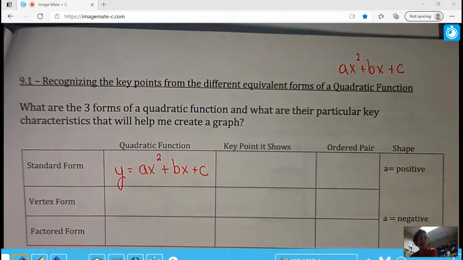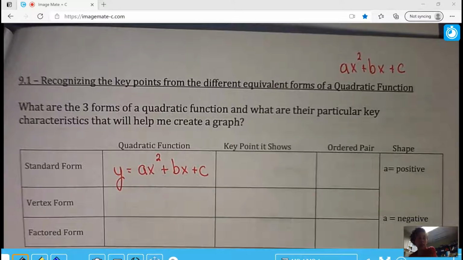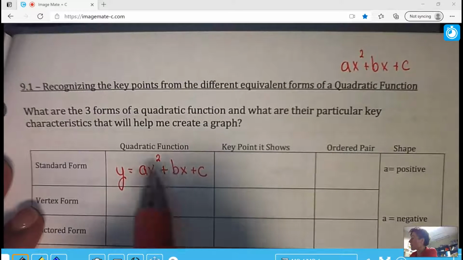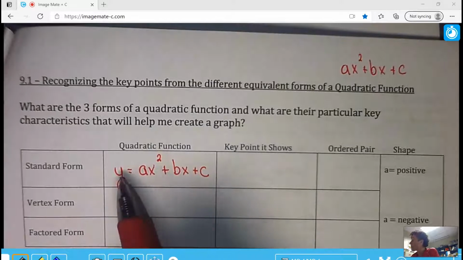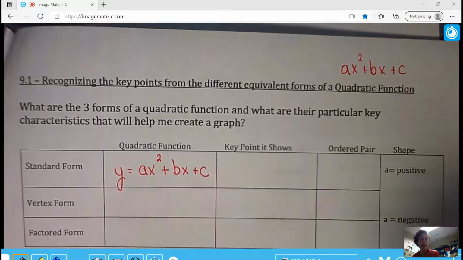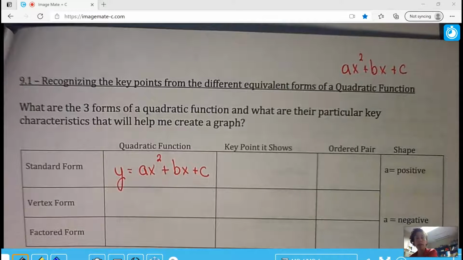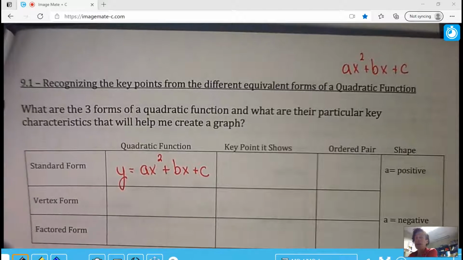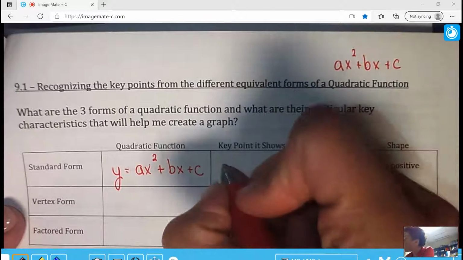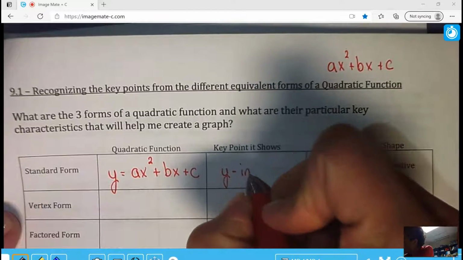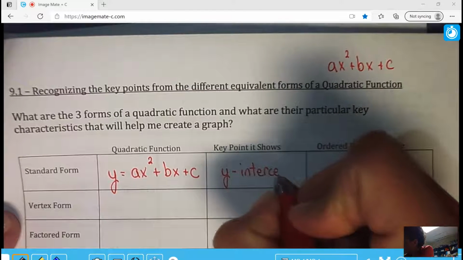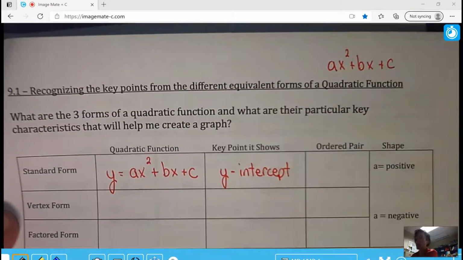And so A, B, and C are going to be numbers. So A and B are what we call the coefficients, and C is what we call the constant. And then in the equation, we're going to have x and y staying as the letters x and y. All right. The key point that this shows us when we start to graph is the y-intercept.